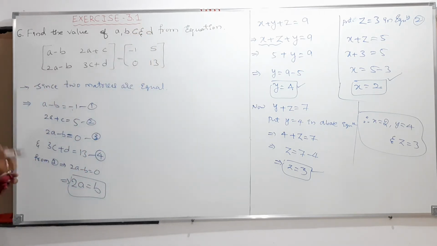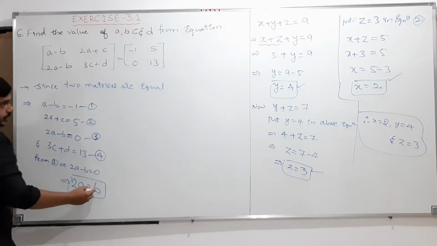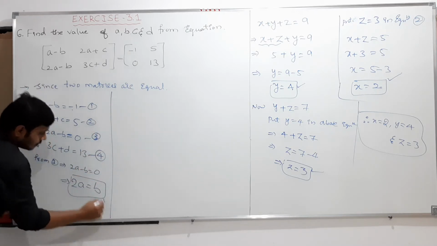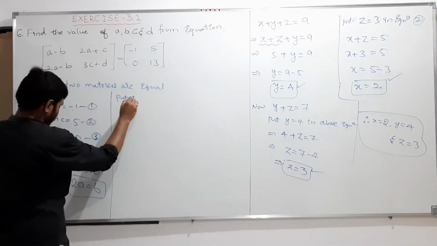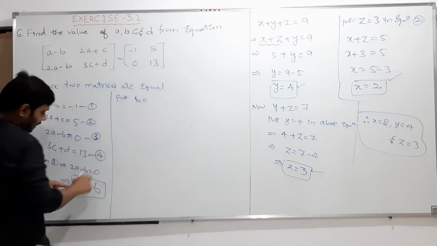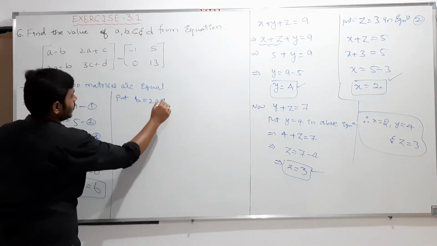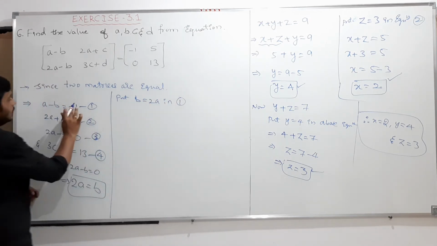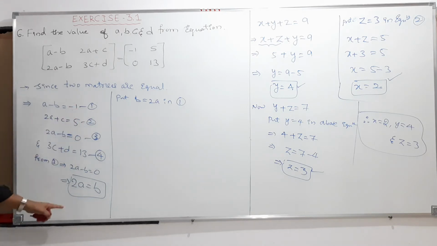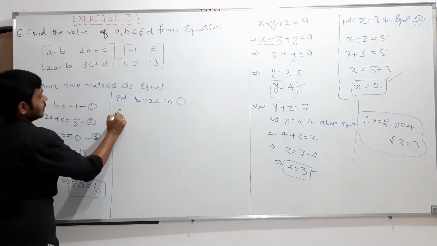Make the correction in the question. They asked for d also. So therefore d is, and now here it is 2a is equal to b. So now put the b value as 2a in equation 1. In equation 1, substitute the b value as 2a.